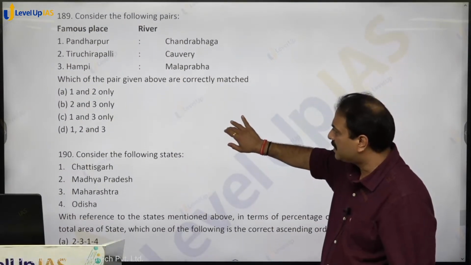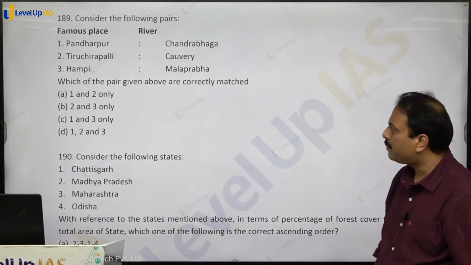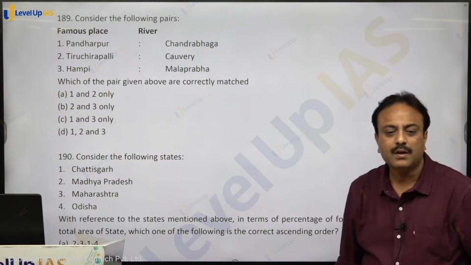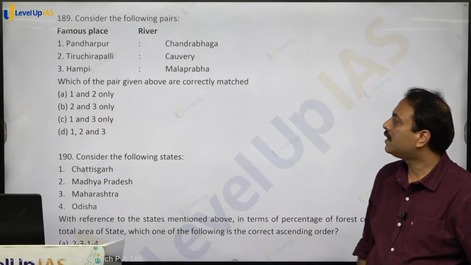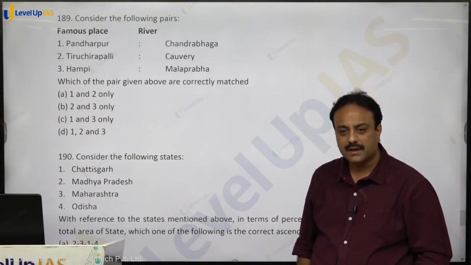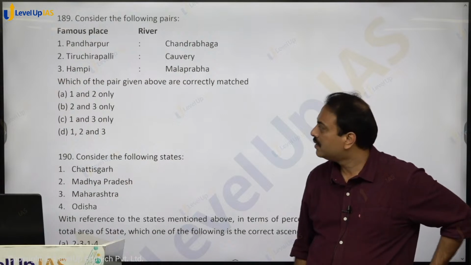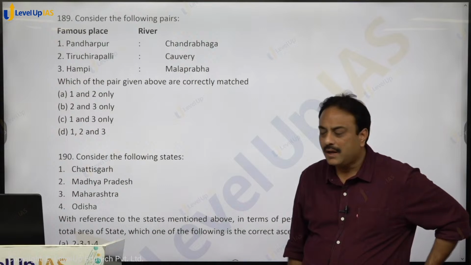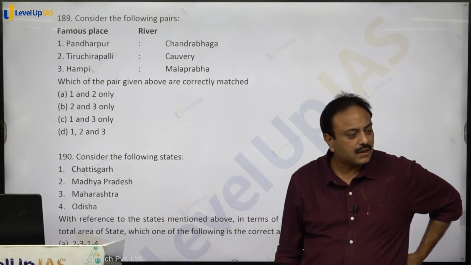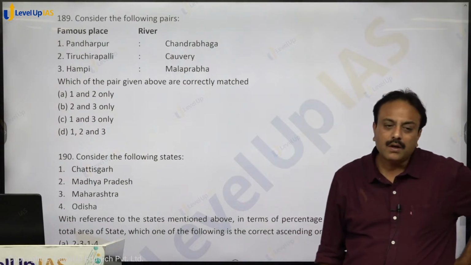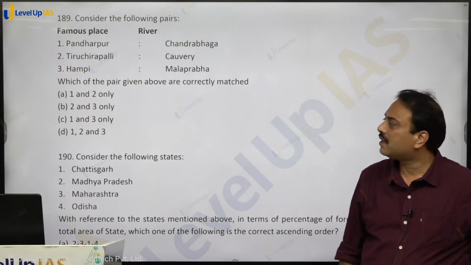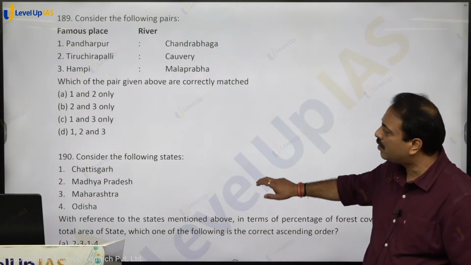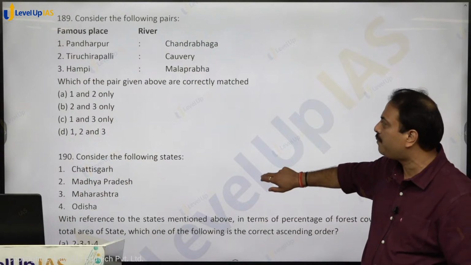Consider the following pairs. Famous place, river. Pandharpur, Chandrabhaga. Pandharpur is in Maharashtra. Tiruchirappalli, Kaveri. Correct or not? Tamil Nadu. Hampi is in Karnataka. It is on Tungabhadra. Correct. Malaprabha is also over there only in Karnataka. But Hampi is not located on Malaprabha. So 1 and 2 are correct, 3 is wrong. 1 and 2 only, option A for apple.